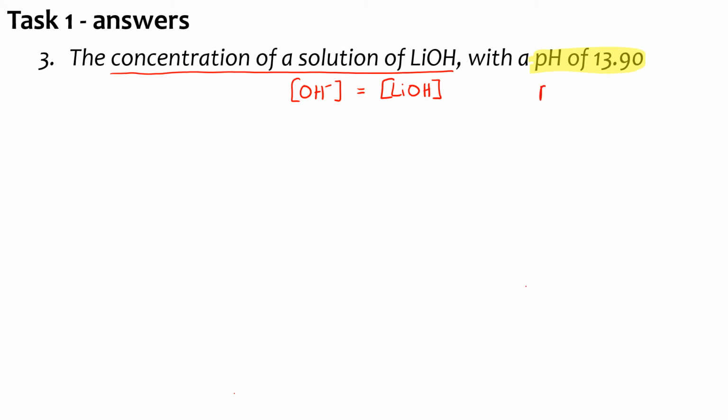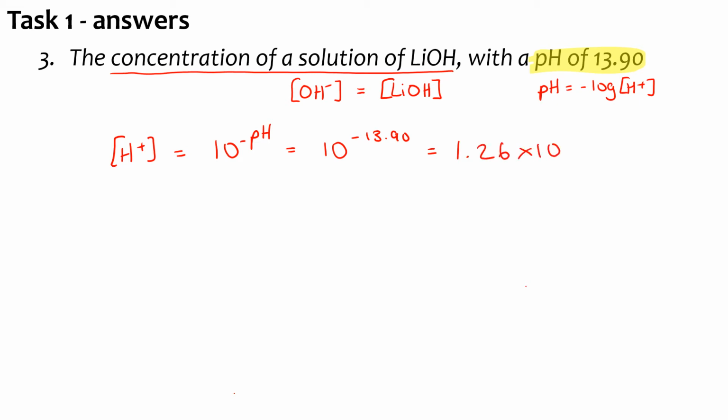Now pH we know is minus log of the H plus. So the first thing that we can actually work out here is the H plus, because H plus is 10 to the minus pH. So 10 to the minus 13.90 gives us a concentration of H plus of 1.26 times 10 to the minus 14.